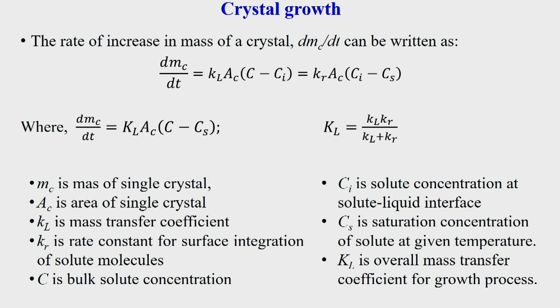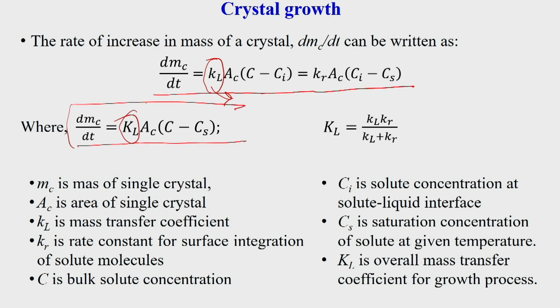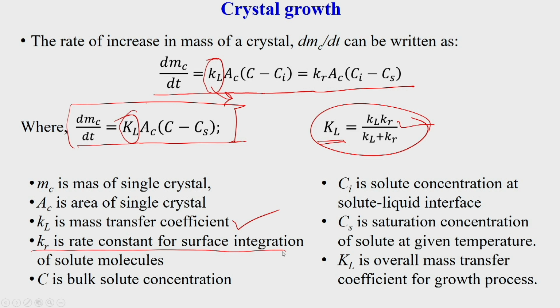And the rate of increase of the mass of the crystal, dMc by dt, can be written as dMc by dt is equal to small k L into Ac into (C minus Ci), which is equal to k R into Ac into (Ci minus Cs). The individual mass transfer coefficients can be replaced by an overall mass transfer coefficient: dMc by dt is equal to K L into Ac into (C minus Cs), where K L, the overall mass transfer coefficient, is equal to k L into k R divided by (k L plus k R), where k L is the mass transfer coefficient and k R is the rate constant for the surface integration.